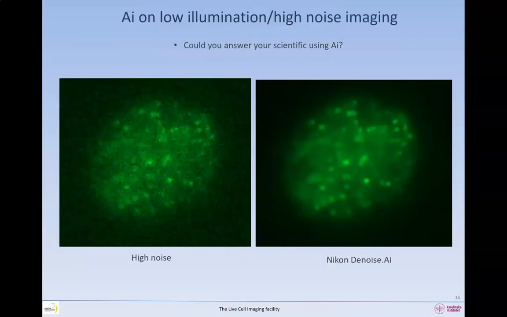If you are using low illumination and your signal is very low, you will have a lot of noise in your image. Would you still answer your scientific question, for example, by using AI? Here we have an example where we use very low illumination power, and the objects of interest are barely visible due to the high noise in the image, but by applying a denoising algorithm, we can clearly identify the objects of interest.